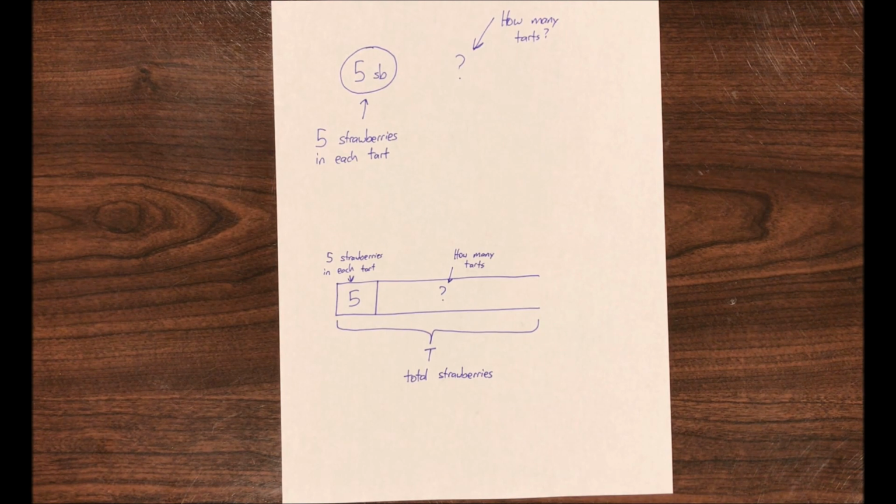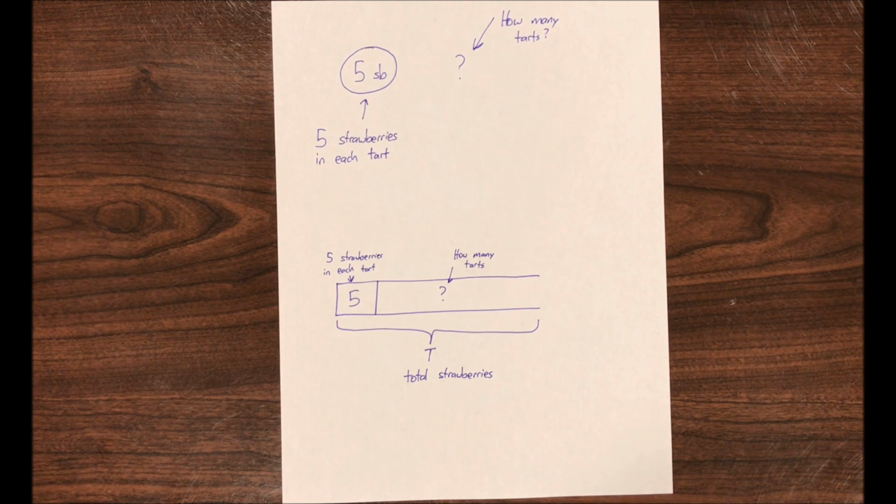Your representation might look like one of these or like something different. Just make sure that it accurately shows what is happening in the story problem and includes labels to help you organize and keep track of what you're representing.